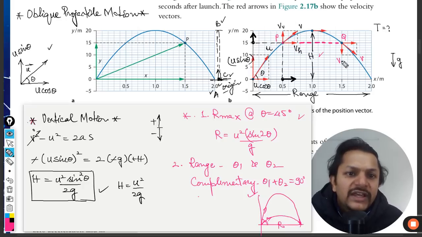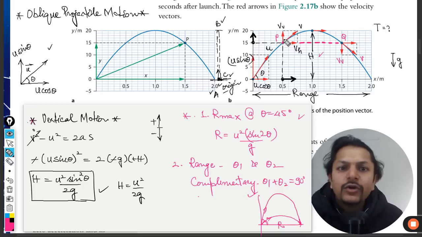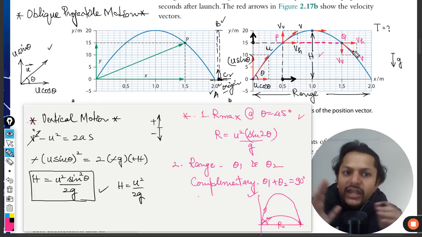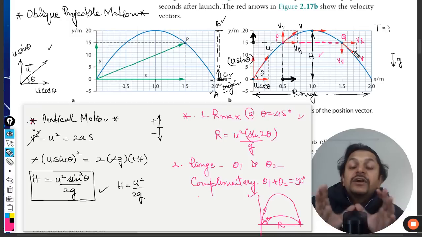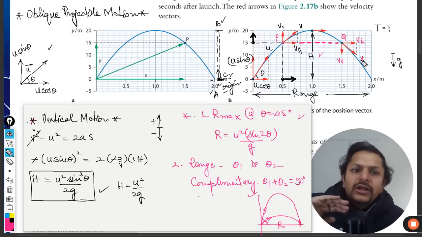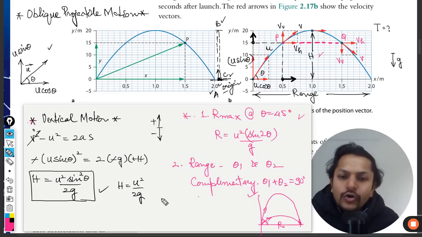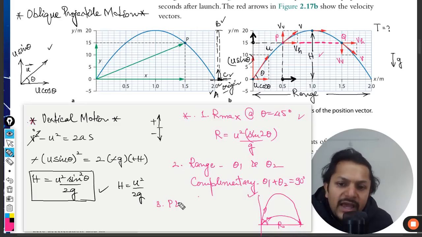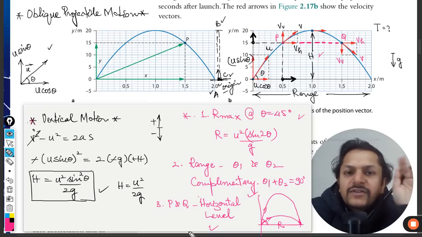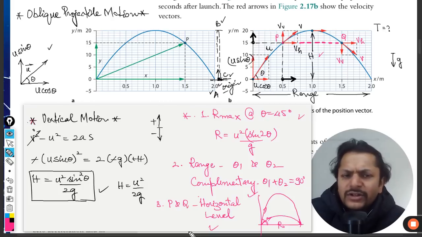This is also the same, which is VV. The only thing is this VV was in the upward direction, and this VV is in the downward direction. The VH is going to remain the same, in both magnitude and direction. The velocities are not going to change. In the vertical plane, the velocity is going to be reversed. So this final velocity is the same as this. So point number 3: P and Q, which are at the same horizontal level, this is the velocity that you are getting. Clear? So the speed will be the same at any horizontal position.